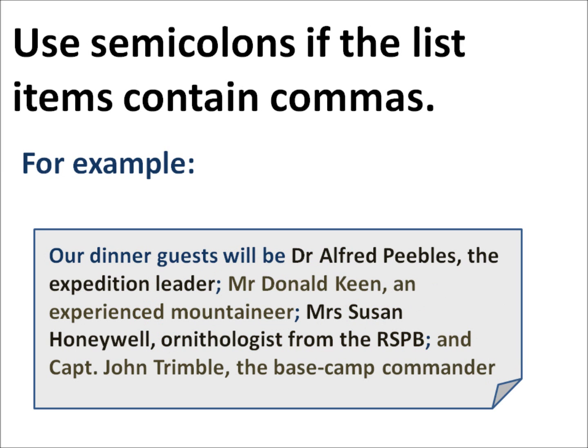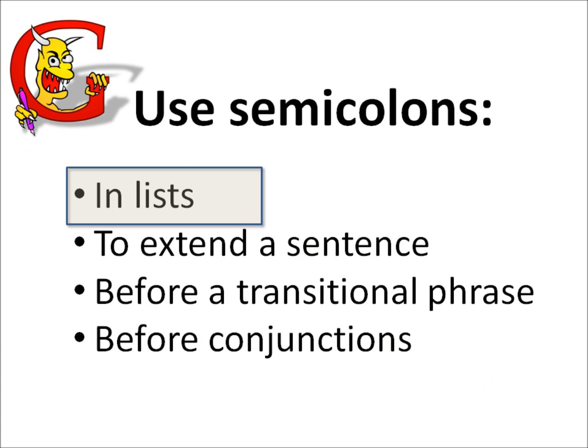But if your list items are more complicated than that, and the list items themselves contain commas, for example, Dr. Alfred Peebles, comma, the expedition leader, that's now list item 1, Mr. Donald Keene, comma, an experienced mountaineer, that's list item 2, etc., then it is possible to use semicolons to outrank the commas in those list items. I should just say that not all of your list items would have to contain commas. Only one of them would have to contain a comma to justify using the semicolon as a separator for your list items. And that's how you use semicolons in lists.